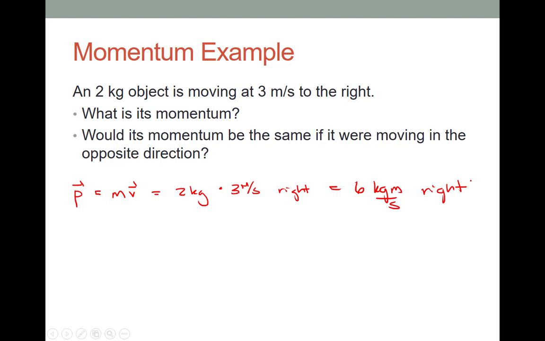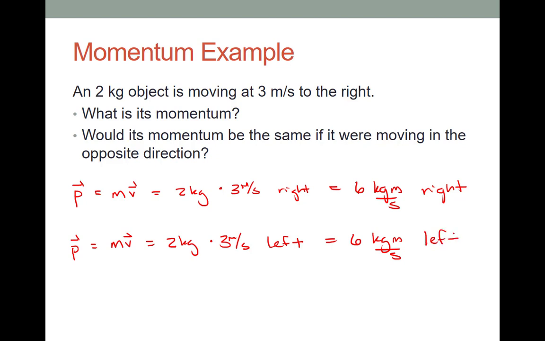Would the momentum be the same if it were moving in the opposite direction? If it were moving in the opposite direction, then the momentum would be, again, mv, but that would be 2 kilograms times 3 meters per second to the left, giving a momentum of 6 kilogram meters per second to the left. So the magnitude of the momentum is the same, but the momentum is not because the direction is different.